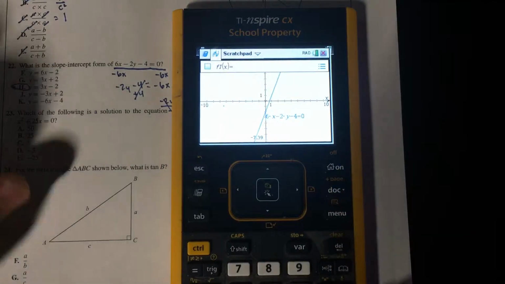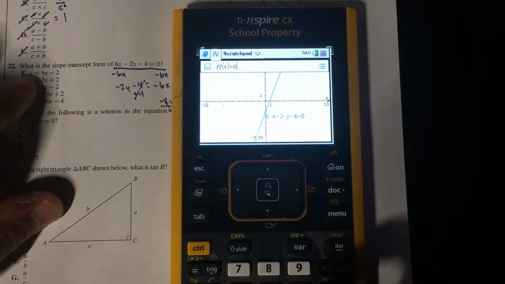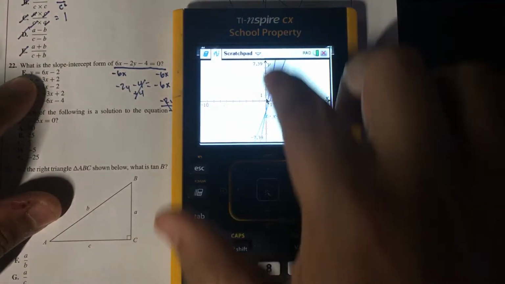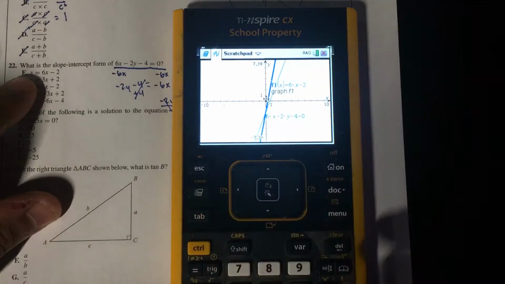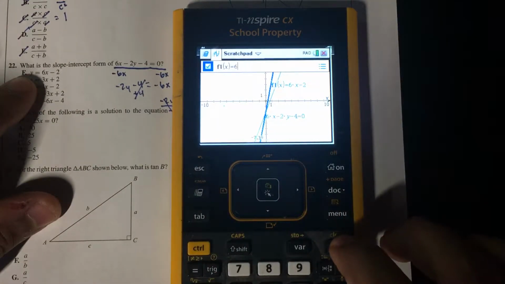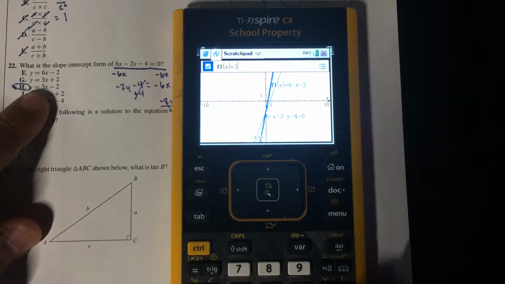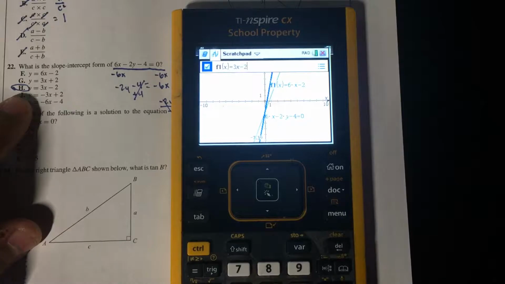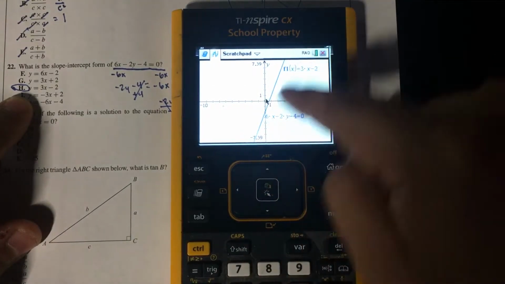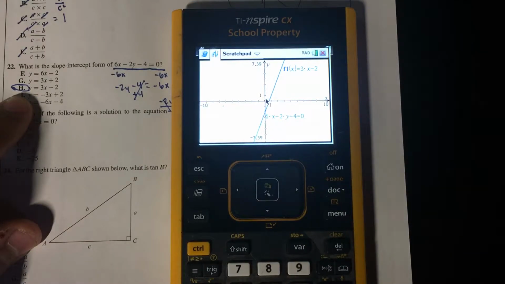So now let me just type in the first one. We know that's not the answer. 6x minus 2. And you see it's not on top of the original line. So I'm going to go ahead and erase that one. I'm going to go back, and I'm going to plug in 3x minus 2, the answer we already found out. And you're going to see I don't have another line. That's because they're both on top of each other. That's the one I'm looking for.